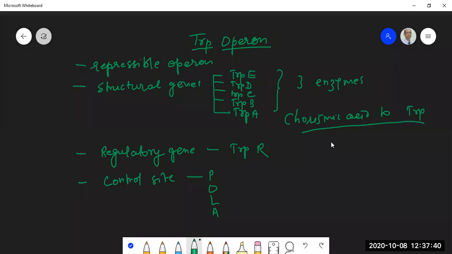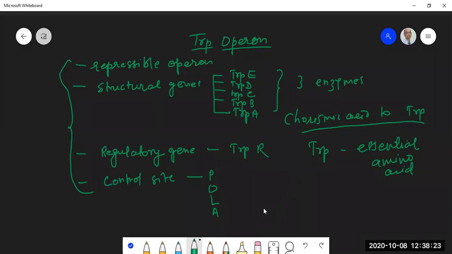Please remember, tryptophan is an essential amino acid. Bacteria faithfully indulge in endogenously synthesizing tryptophan, and as soon as tryptophan is made available ready-made in the medium, endogenous tryptophan synthesis within the bacteria stops, because when tryptophan is readily available, why spend our resources in synthesizing it endogenously? But how does it happen? That we'll try and see. So this is broadly the structural features of the Trp operon.